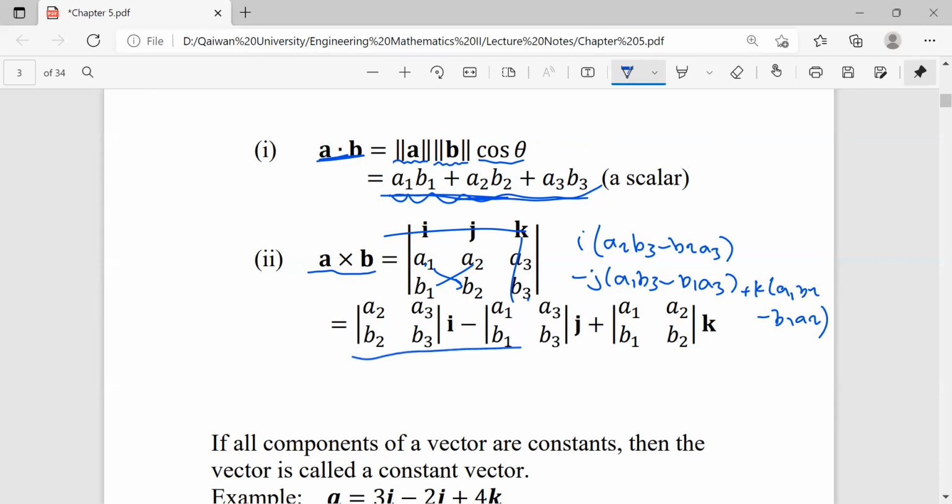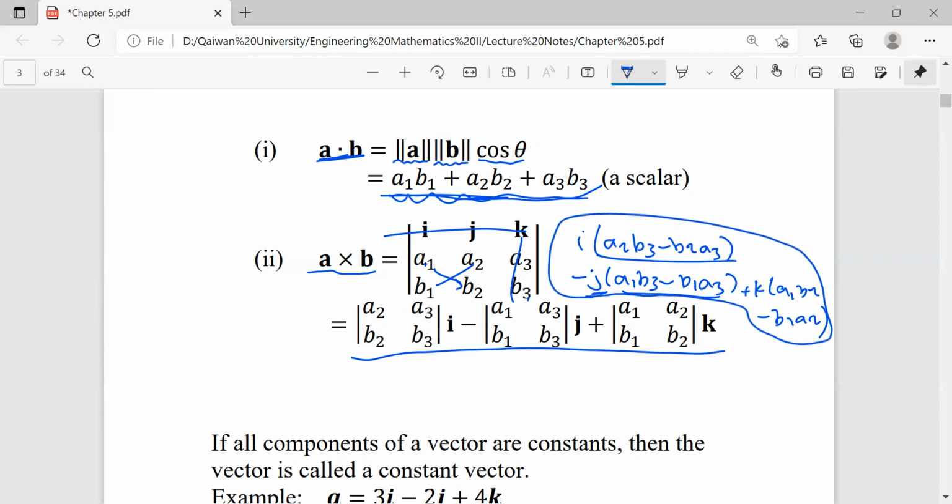Or you can use this rule. Here, you find the determinant of this matrix, and you get a2b3 minus b2a3, which is the same as we have written down there, times i, minus a1b3 minus b1a3 times j. Then k times the determinant of this matrix. So we get the cross product of two vectors this way.